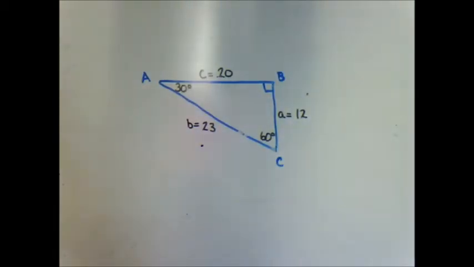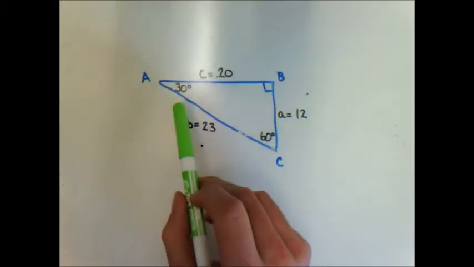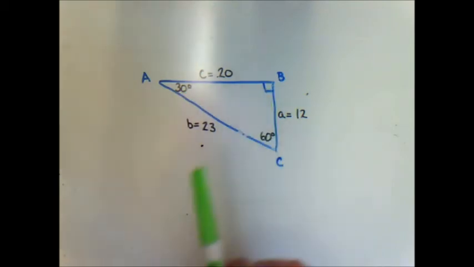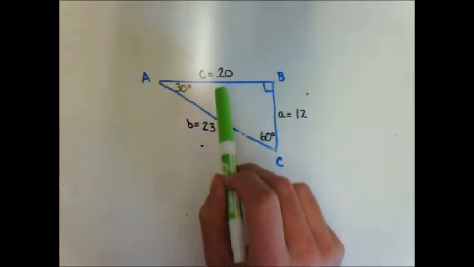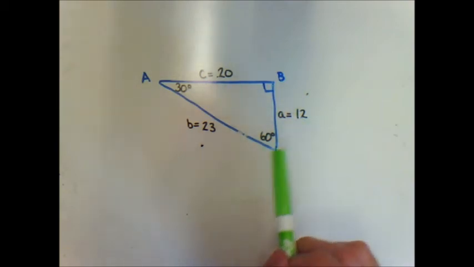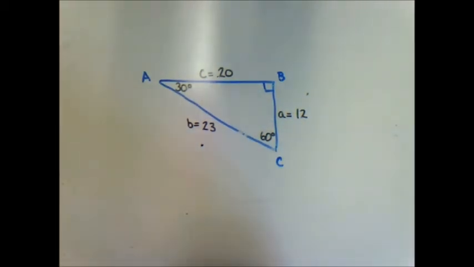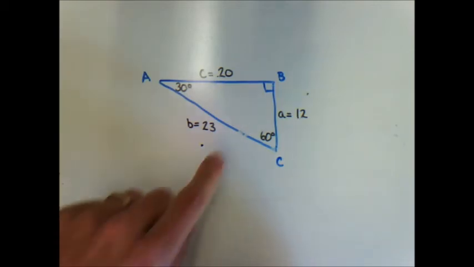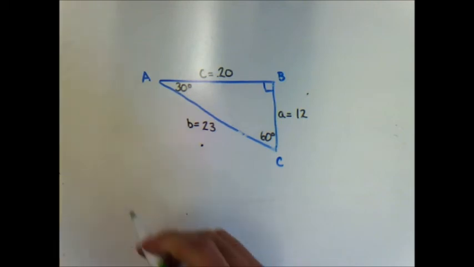Here's a diagram that shows our completed triangle with angles 30, 60, and 90, and side lengths 20, 23, and 12. There are three primary trigonometric ratios. They are sine, cosine, and tangent. They are defined by the mnemonic SOHCAHTOA, and you can find any side length or angle measure of a right triangle if you know two pieces of information in addition to the right angle.